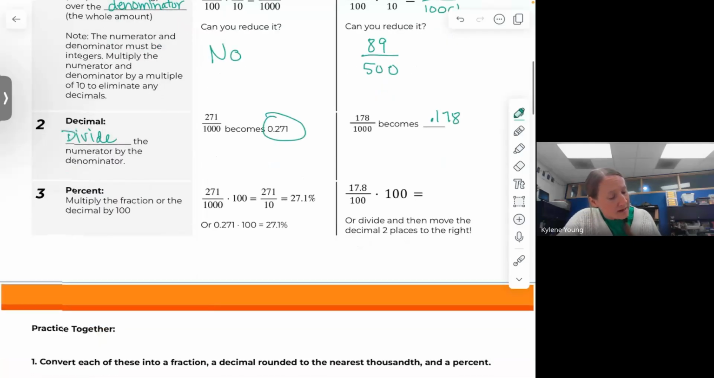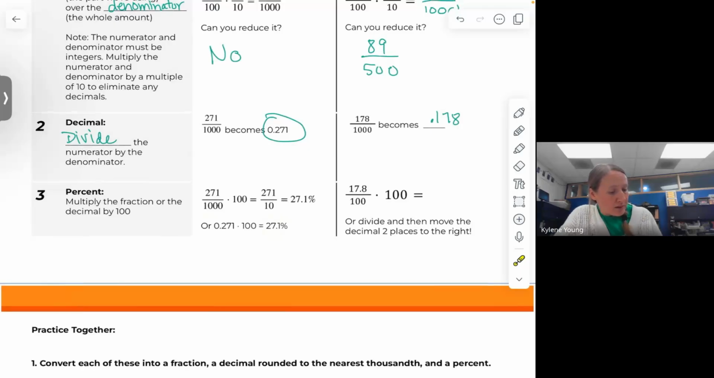So let's take our fraction again, 271 over 1,000. In order to use your calculator to convert this into a percent, we need to multiply that whole fraction by 100. Okay. So when you put that in your calculator, you multiply it by 100, you wind up with 27.1. That's your percent. Okay. You could also take your decimal that we already figured out, 0.271, multiply that by 100, and you would get back to 27.1. Okay.